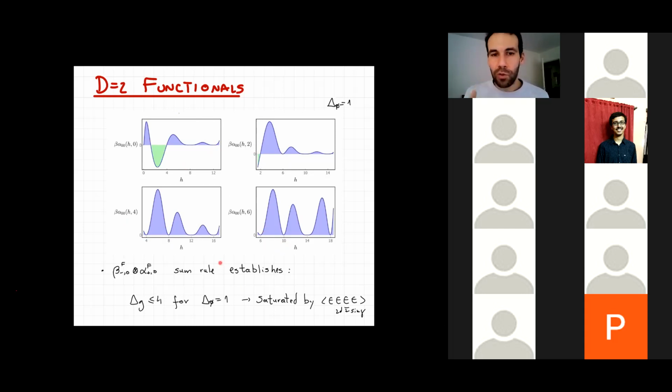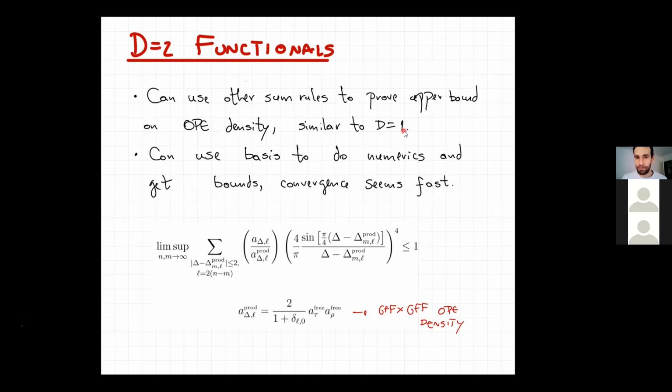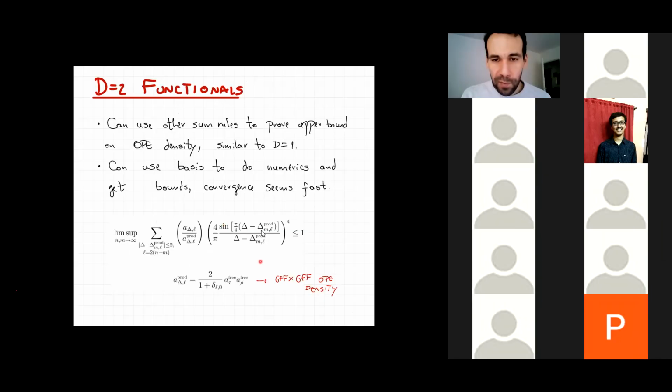Furthermore, using the other sum rules, you can also prove upper bounds on the OP density, just like we did in the D equals 1 case. You can also use the basis to do numerics and get bounds. We see that the convergence seems fast, so it really seems like it's a good basis. For instance, the bound that you get on OP coefficients takes this form. So it's very similar to what we had before.